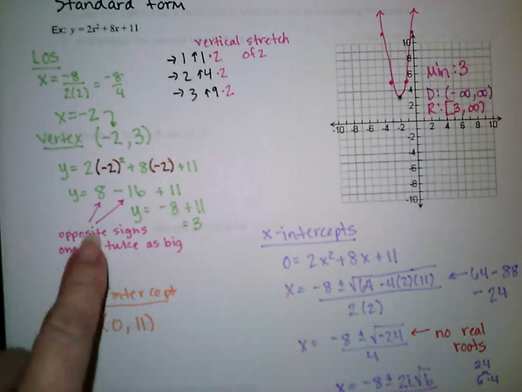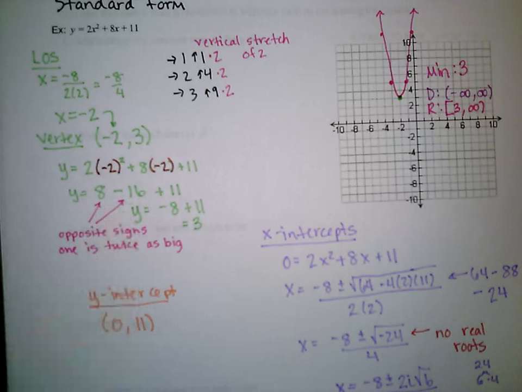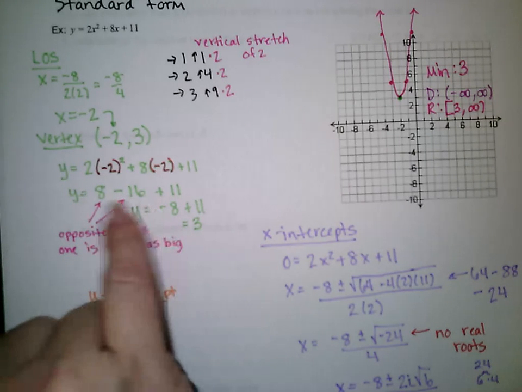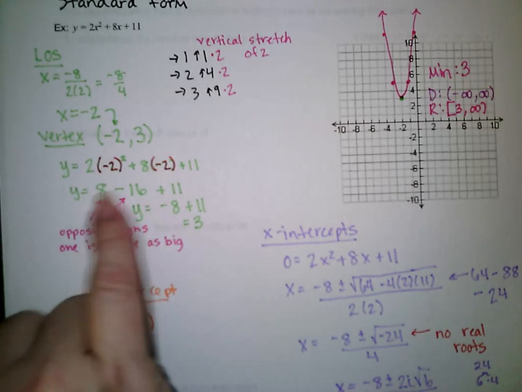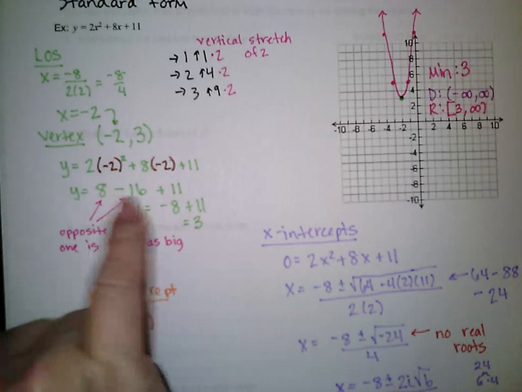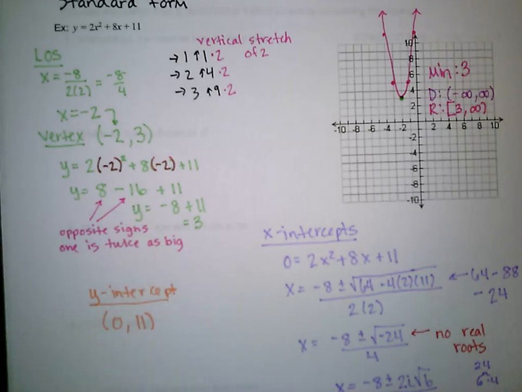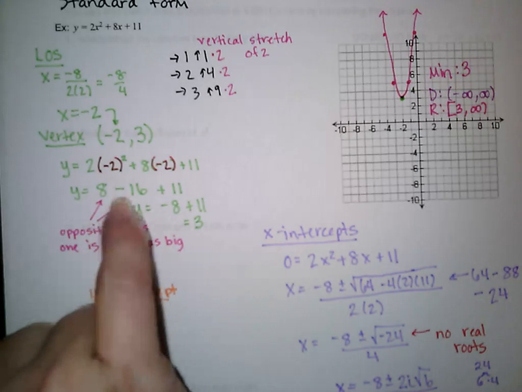So what I was saying is that you want to check these two numbers. It took me a super long time to figure out what was happening, and that it always happens, that they are going to be opposite signs, these two, and one is going to be twice as big as the other. If that doesn't happen when you're looking for the y-coordinate of your vertex, then you need to go back and look again, because that should be happening.